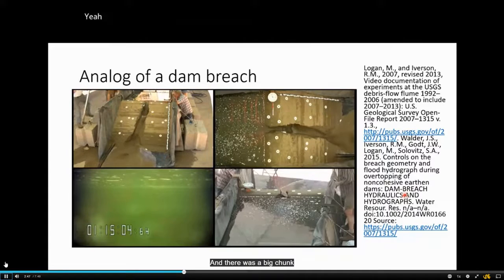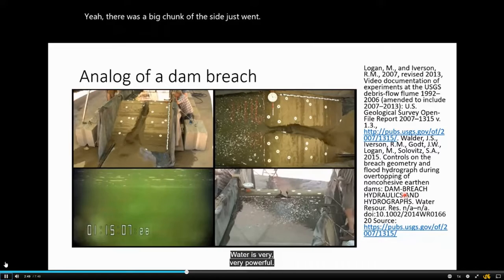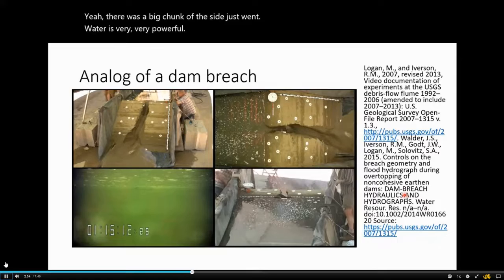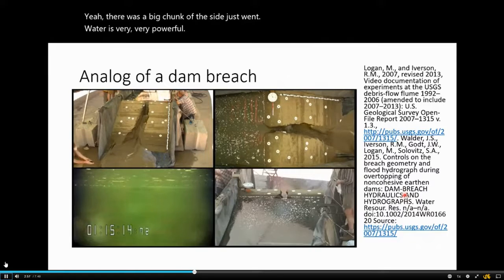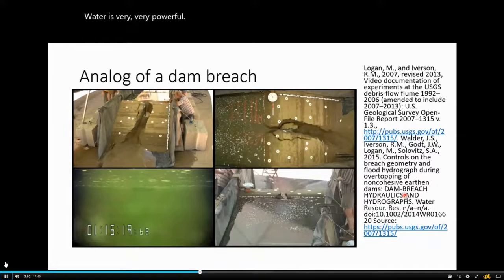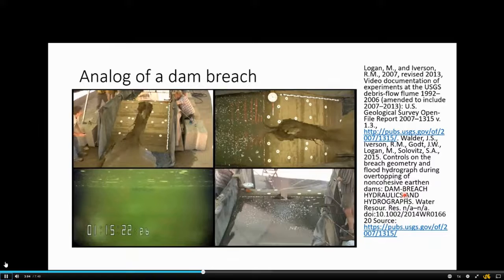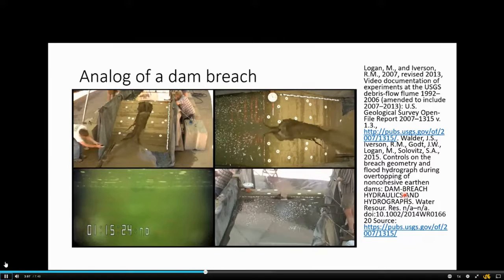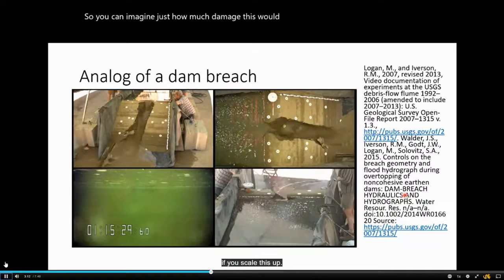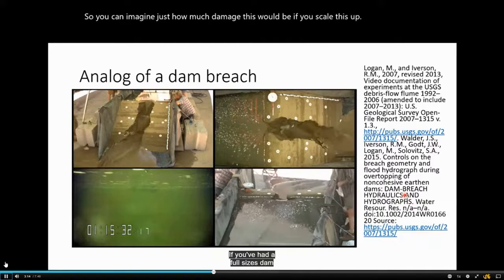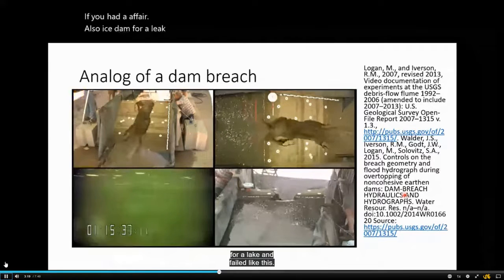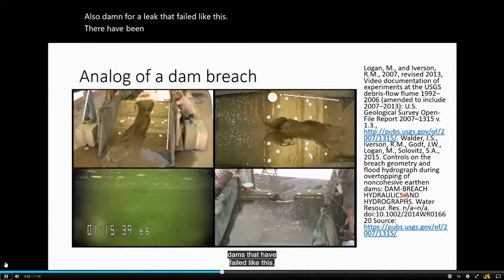Yeah, there was a big chunk of the side just went. Water is very, very powerful. So you can imagine just how much damage this would be if you scale this up. If you had a full-size dam for a lake that failed like this. There have been full-size dams that have failed like this.